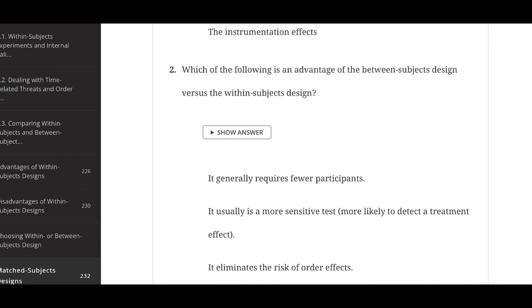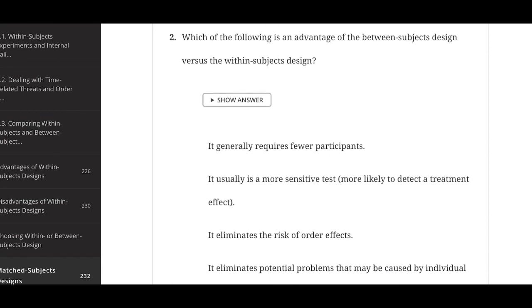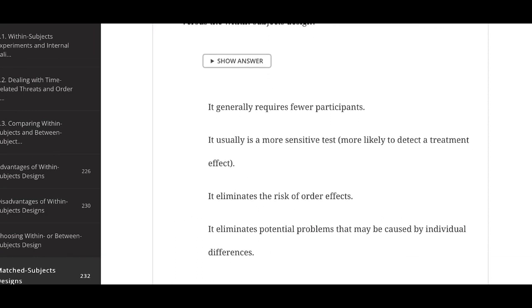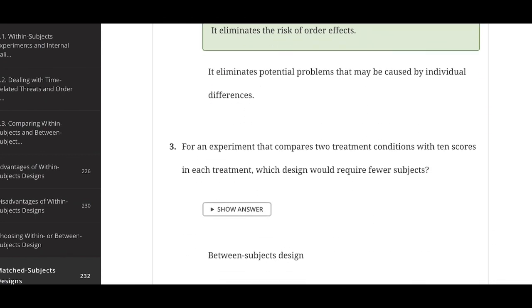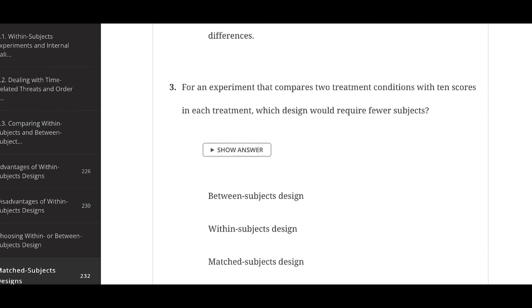Which of the following is an advantage of the between subjects design versus within subjects? What does between subjects have that within subjects does not? Hopefully you will realize that that's the risk of order effects. That's the concern within subjects. So the between subjects design eliminates that. There are no order effects because there are different participants in each condition.